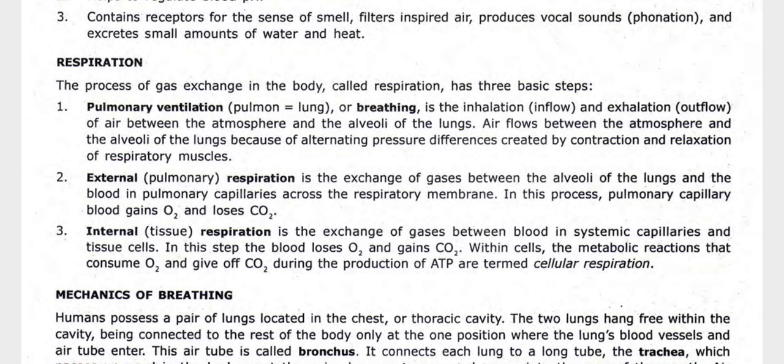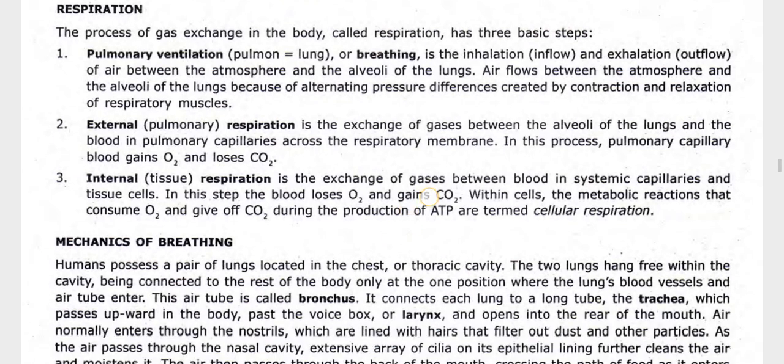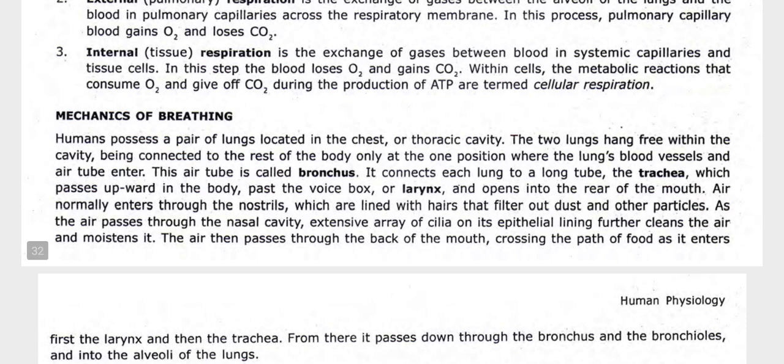Next topic is about the mechanics of breathing. Humans possess a pair of lungs located in the chest or thoracic cavity. The two lungs hang free within the cavity, being connected to the rest of the body only at the one position where the lungs, blood vessels, and air tube enter. This air tube is called the bronchus. It connects each lung to a long tube called the trachea, which passes upward in the body, past the voice box or larynx, and opens into the rear of the mouth.